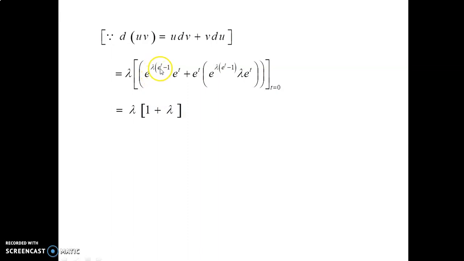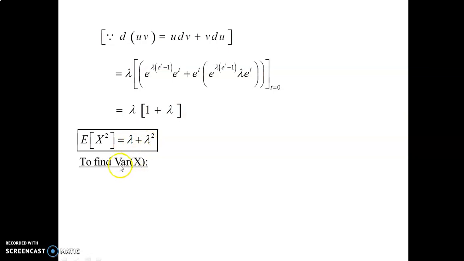We get e power lambda into (e power 0 minus 1), where e power 0 values are 1, so 1 minus 1, and the whole power gives e power 0, which is 1. So this term is 1, plus these values are e power 0, which is 1. Next, lambda into e power 0, whose value is 1, so lambda, so 1 plus lambda. Now multiply this lambda inside, and we get E of x square equal to lambda plus lambda square.